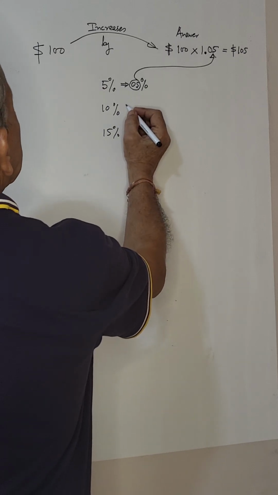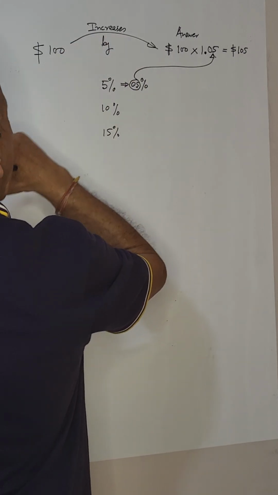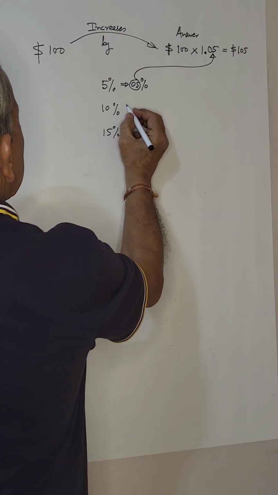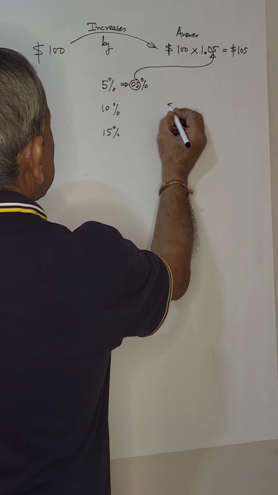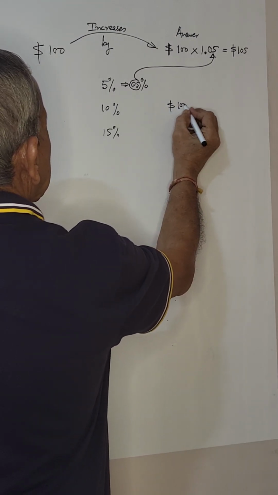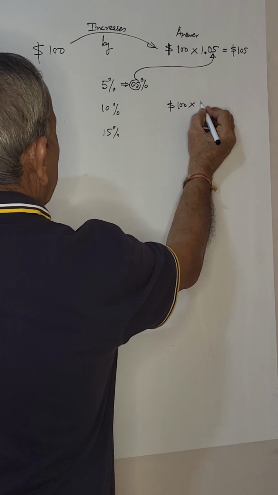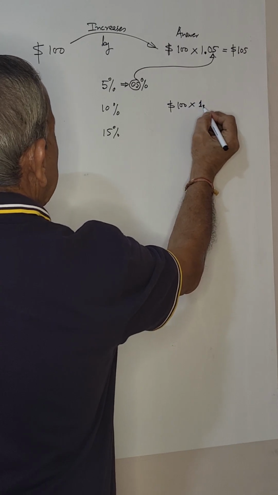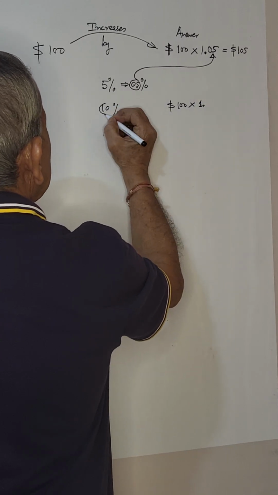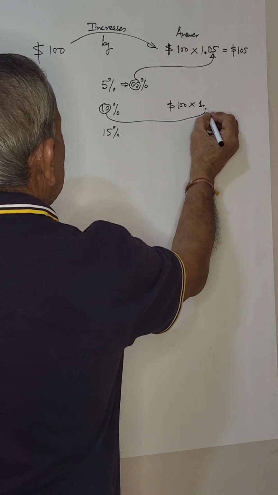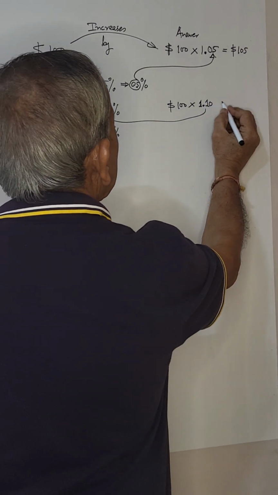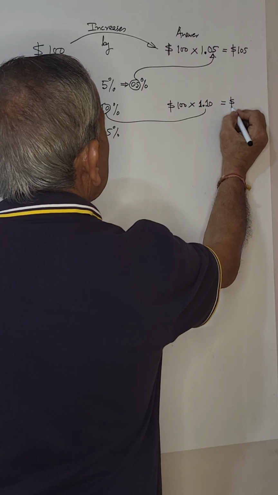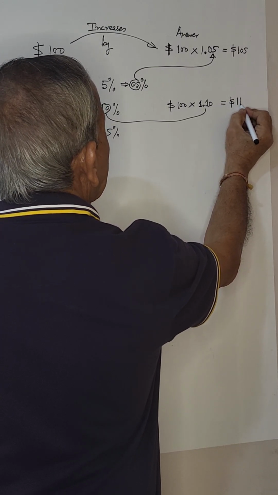Now, if the money increases by 10%, then you multiply this $100 by 1 point. It is always there, 1 point, and then 10 here. That is 1.10, and the result will be $110.